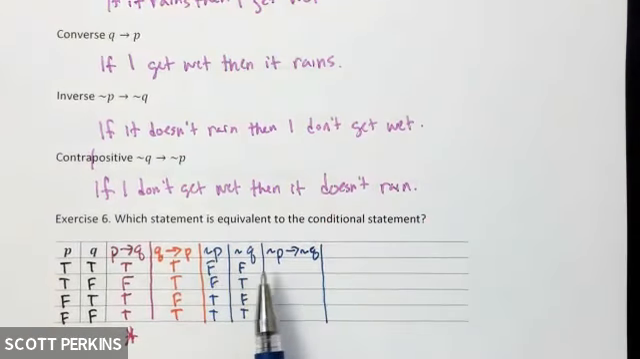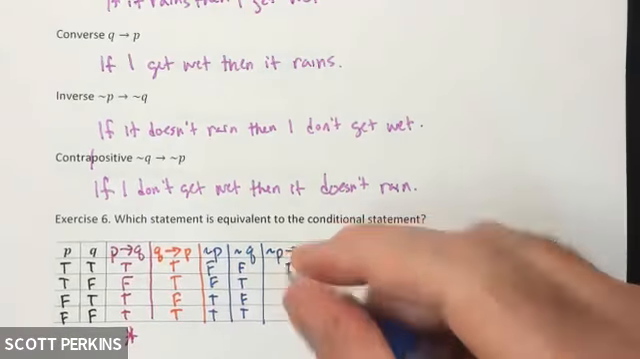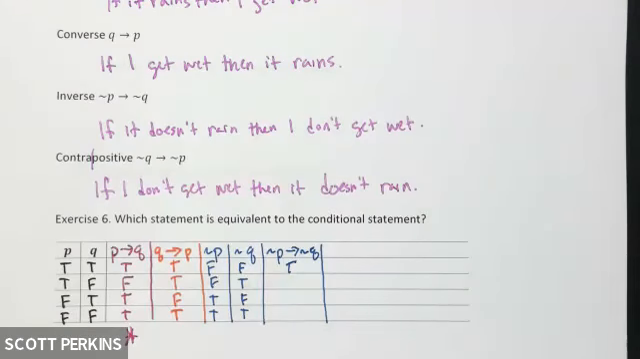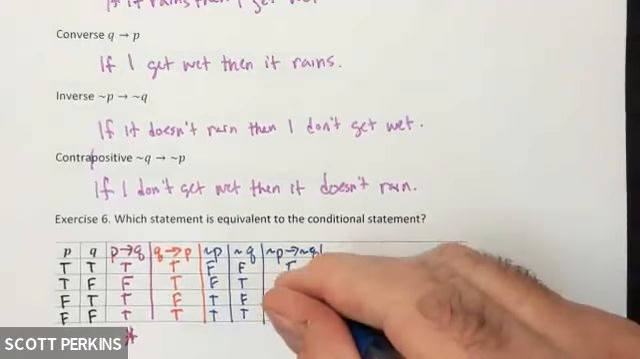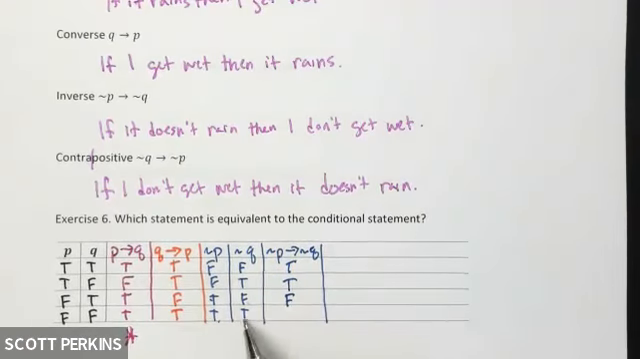So I'm going in the very order that they're given right here. So false, then false. True. Remember, the only time the conditional statement is false is when it goes T, then F. So I have F, then T. The next one is T, then F. And then T, T. There we go.